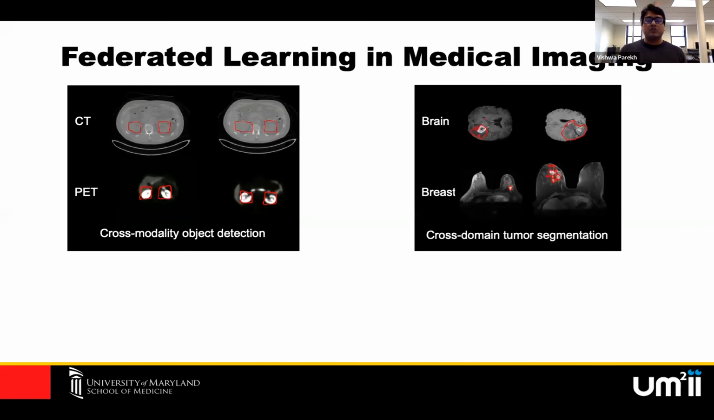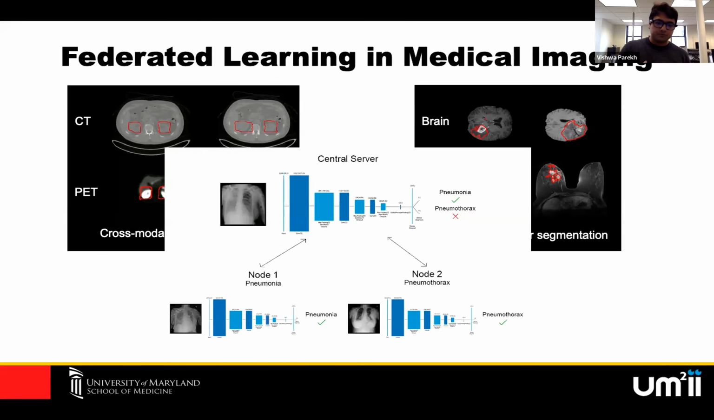In a similar scenario, we had cross-domain tumor segmentation problems where one group was working on brain tumor segmentation, one group was working on breast tumor segmentation, and federated learning was able to combine both of these tasks into a single task where the global model was able to segment both brain and breast tumors.